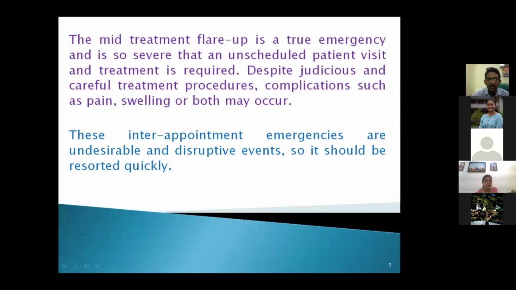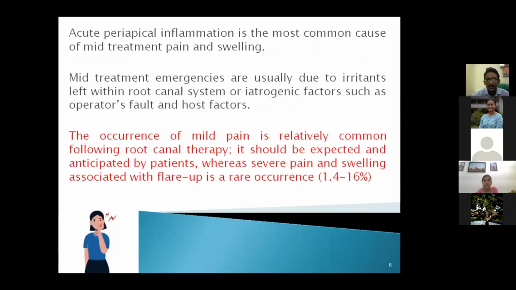The inter-appointment emergencies are undesirable and disruptive events, so they should be resolved as soon as possible. Basically, when the flare-up occurs, acute periapical inflammation is the most common cause of this mid-treatment pain and swelling experienced by the patient. The mid-treatment emergencies are usually due to irritants left within the root canal system or iatrogenic factors such as operator's fault, and host factors. The occurrence of mild pain is common, but severe pain and swelling associated with flare-up has a lower incidence of 1.4 to 16%.